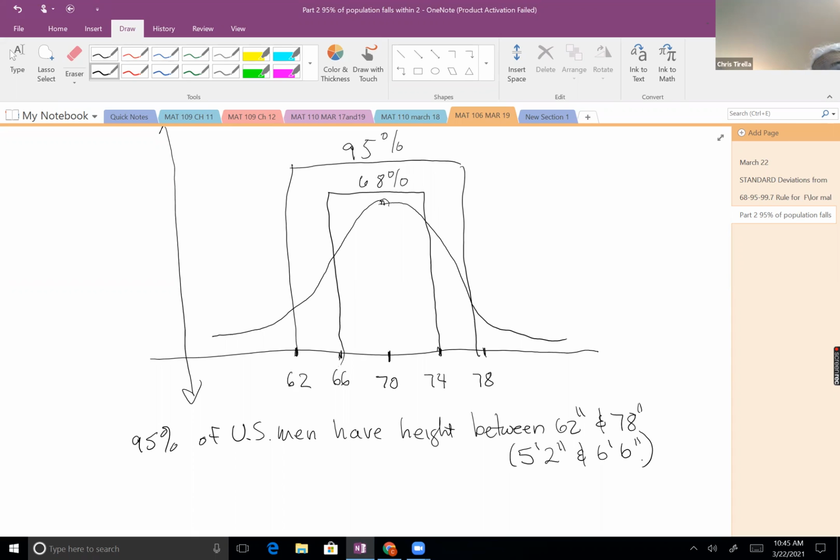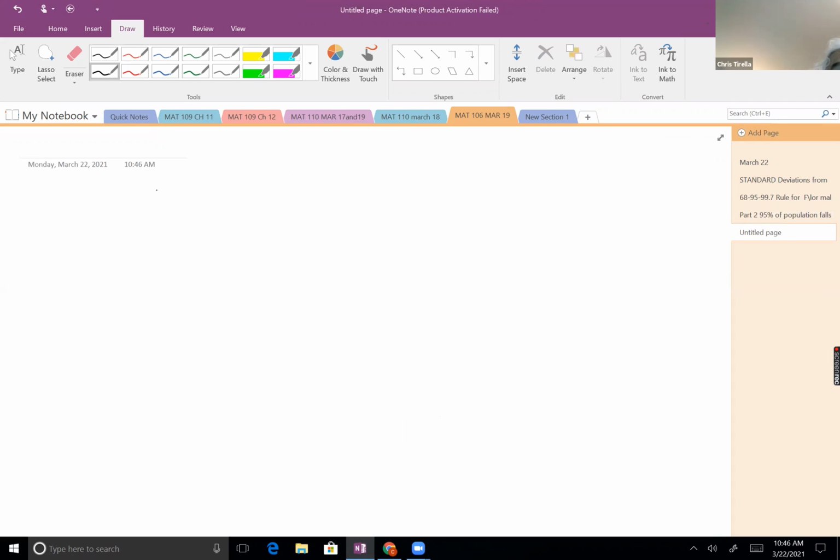And I'm guessing, having seen part 1 and part 2 of this rule, part 3 deals with that third number, 99.7. And what part 3 says is that 99.7% fall within 3 standard deviations of the mean.